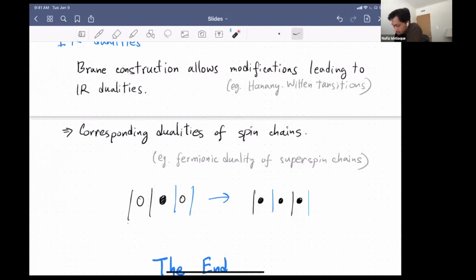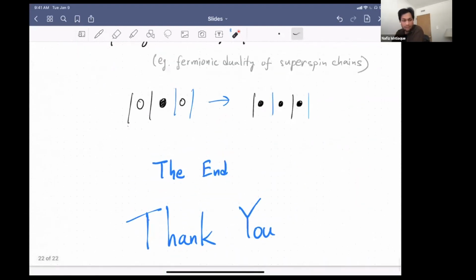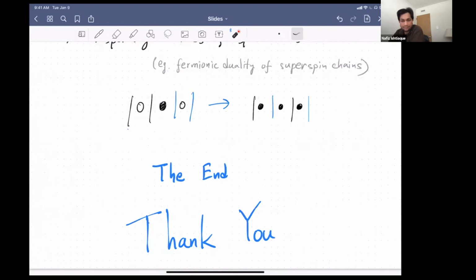So manipulations of branes in the ultraviolet that shouldn't change the IR physics should lead to some dualities of the spin chains as well. These kinds of dualities are known in the spin chain literature. I think they're called fermionic dualities for super spin chains. So this dictionary between brane manipulations and spin chain dualities also needs to be made a bit more precise than it currently is. And slightly over time, so let me end here. And thank you all for listening to the talk.